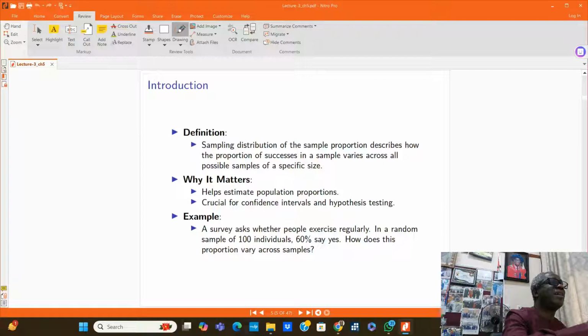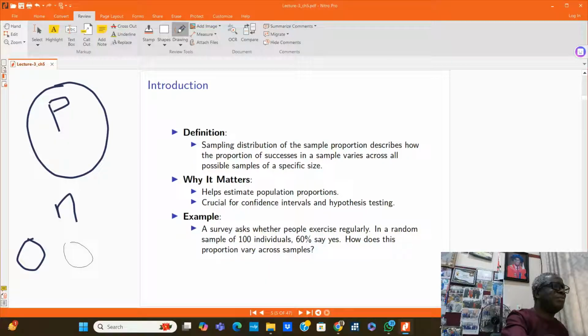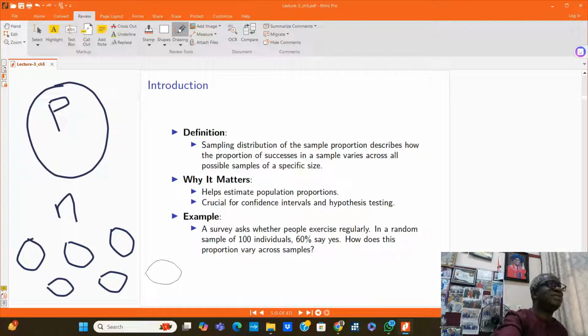So here, if you have a population defined as P, your population is this. From this population, a fixed sample of size small n can be taken. And then you can have as many samples as possible of size n drawn from this population.